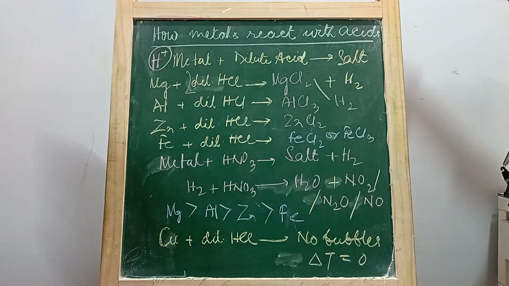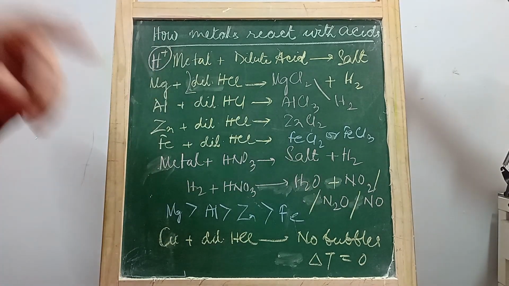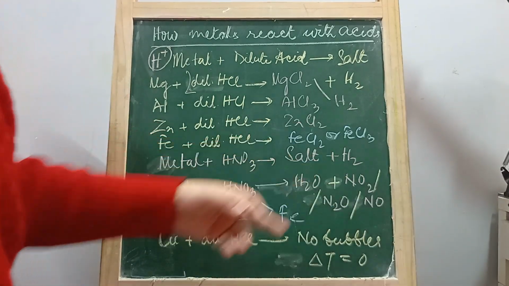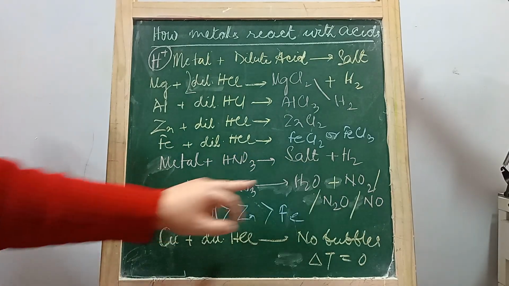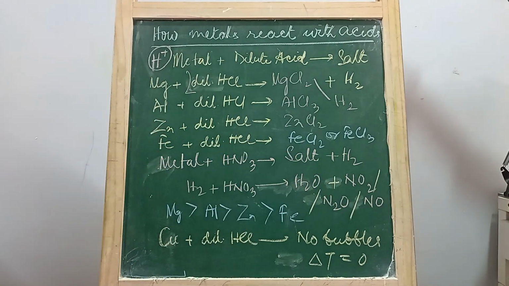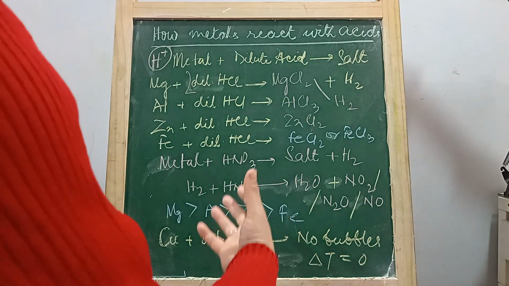But there's a slight change in the product that is formed. What happens is, although a salt is formed, hydrogen will be oxidized by the nitric acid. Whatever hydrogen is formed will further react with nitric acid to form water. It is called oxidizing.